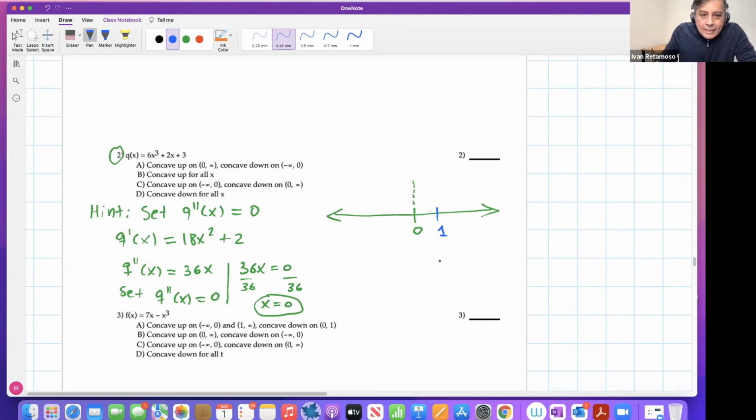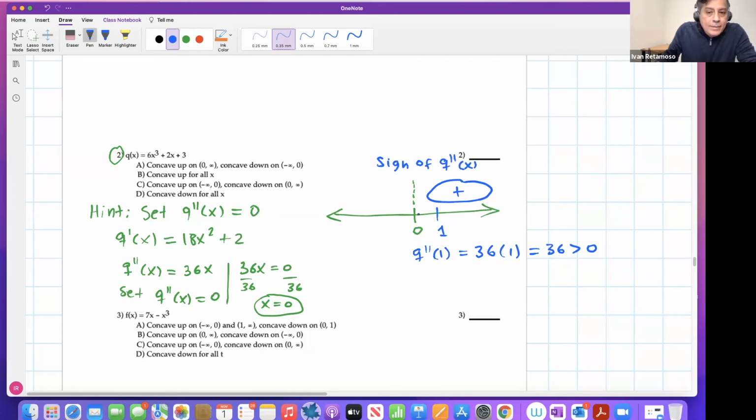1 is good. Now, this one must be evaluated into your second derivative, right? But this second derivative is so easy to evaluate. Look, it's just 36 times x. So this is 36, positive, right? It means that all this region has a positive second derivative, sign of second derivative, right? Great. This means concave up, right?